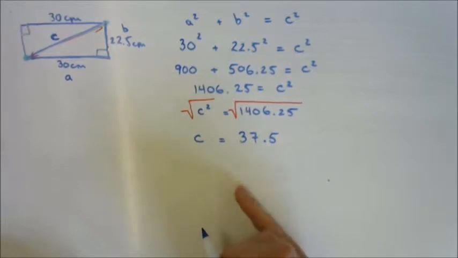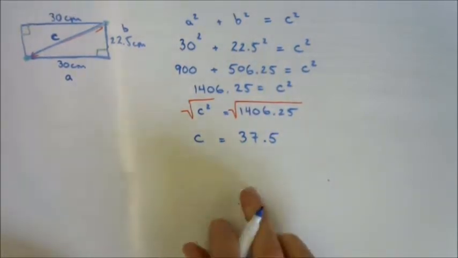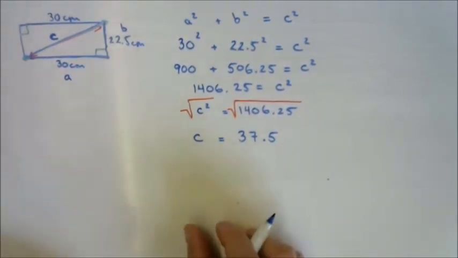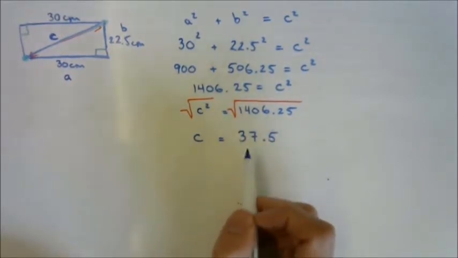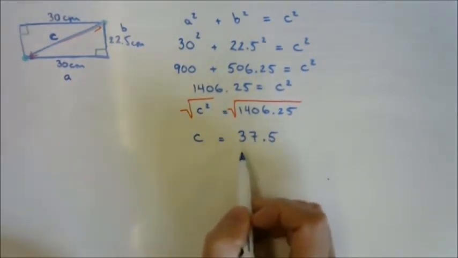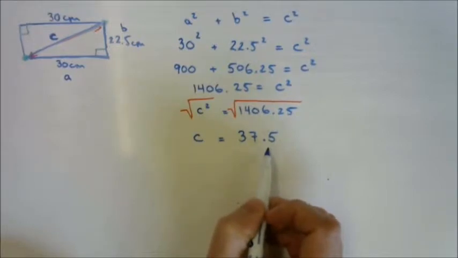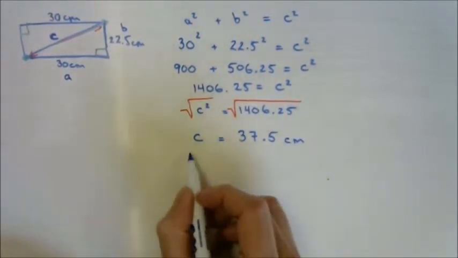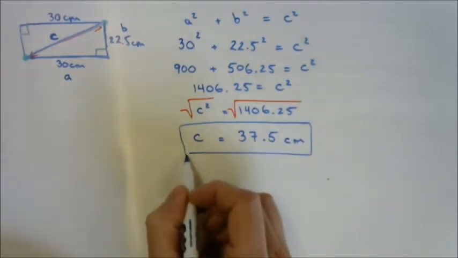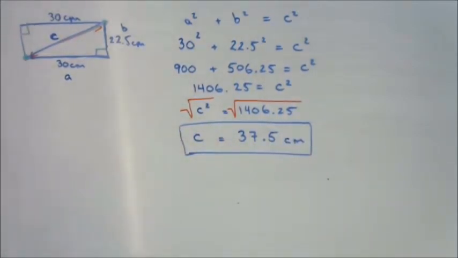If you are measuring a computer screen or a TV screen, you would not leave it as the square root of 1,406.25. You would actually take the square root of it and round it to one decimal place, which is really nice. And we'll put our units here as well. So the length across the diagonal of that screen is 37.5 centimeters long.